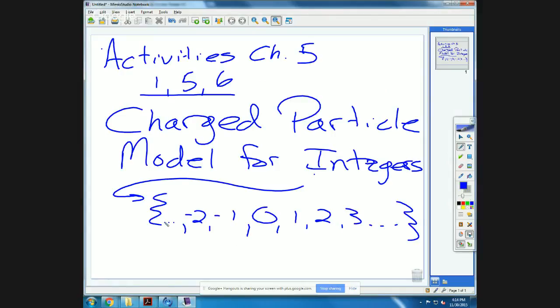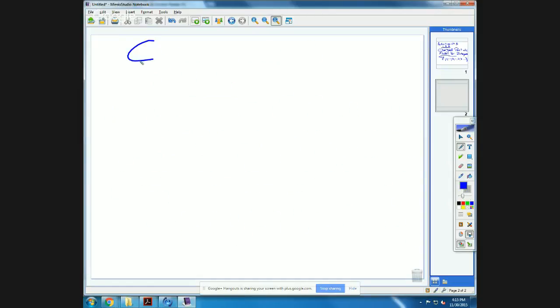Okay. So we're looking at the charged particle model. There's also a number line model that's used a lot too, and that's in the book. Feel free to take a look at that. I'm not going to go over the number line model though. I'm just going to do the charged particle. To do the charged particle model, you need a key. And so my key would look like this.